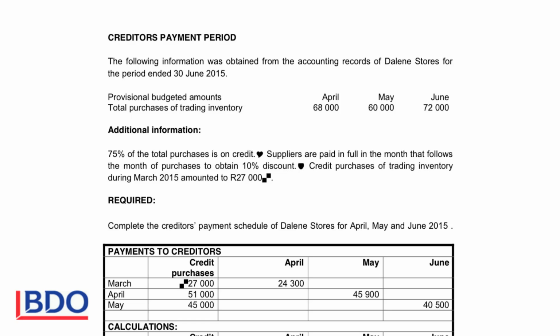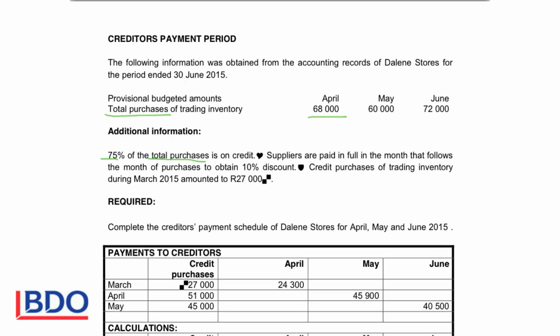In this exercise, the total purchases is given. So the first thing that we will have to do is determine what is the credit purchases. So of this 68,000 Rand, we must determine that 75% of this total purchases is on credit. So I will determine how much of the 68,000 is on credit and multiply the 68,000 with 75% and indicate that the total credit purchases for April is 51,000.